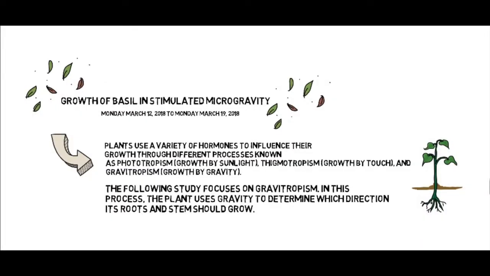Plants use a variety of hormones to influence their growth through different processes, known as phototropism, growth by sunlight, thigmotropism, growth by touch, and gravitropism, growth by gravity. The following study focuses on gravitropism. In this process, the plant uses gravity to determine which direction its root and stem should grow.